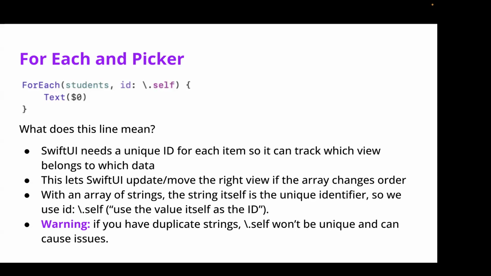And yeah, so it allows you, with an array of strings, the string itself is the unique identifier. So like Harry is unique, Hermione is unique. So for lists with no duplicates, this would work. But a warning: if you do have duplicate strings, then the string itself won't be unique and it will cause issues. So make sure if you do use backslash dot self that all the values are different.